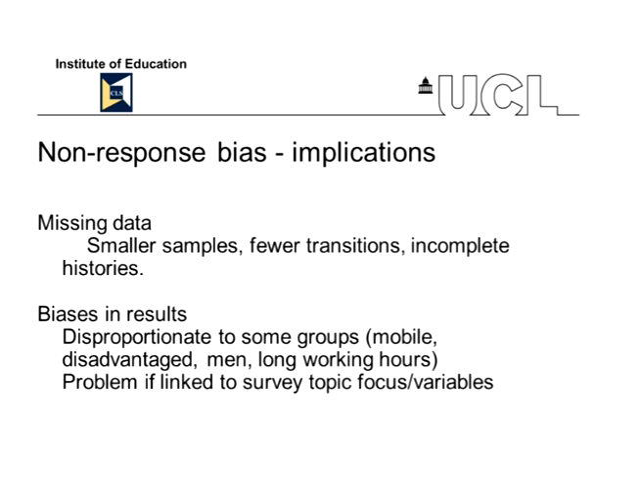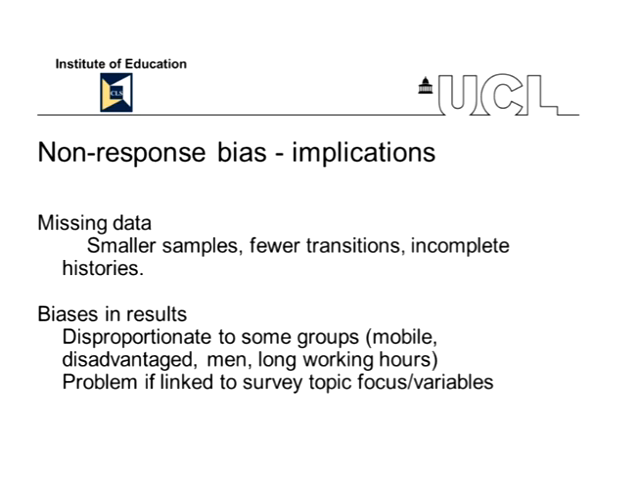So non-response would in general lead to two main problems. The first one is missing data, so the attrition would lead to smaller samples, and in the case of longitudinal studies, to fewer transitions and incomplete histories, because we will have gaps of information on particular respondents over time, and this would negatively affect any kind of statistical analysis we are doing. The second problem is biases in the results.